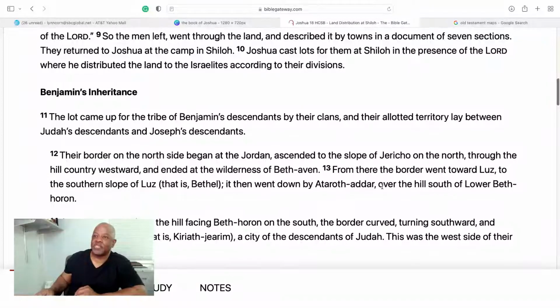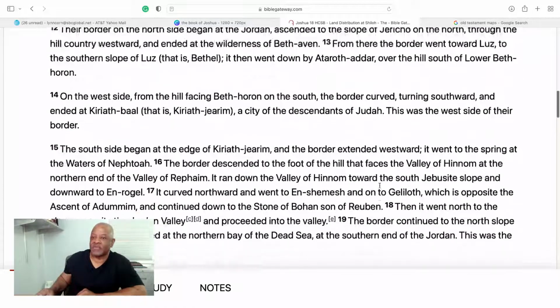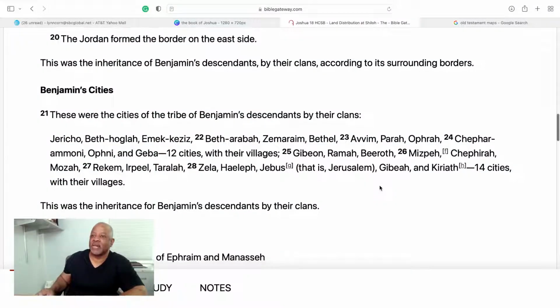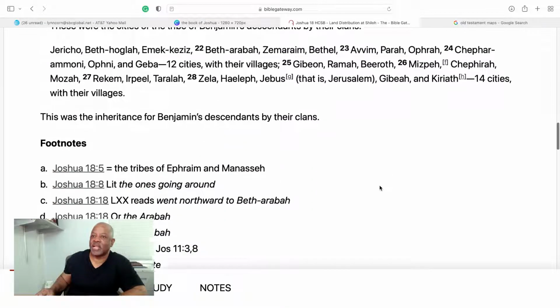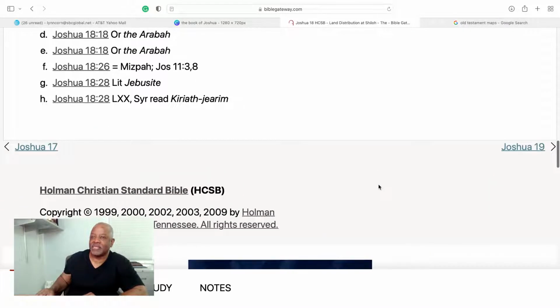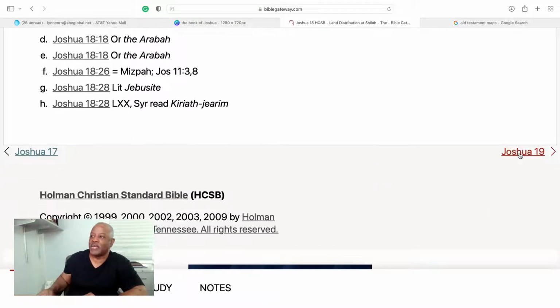The lot came up for the tribe of Benjamin. And again, I'm just going to read some of this, some of the description of the land. Then it says, "These were the cities of the tribe of the Benjamites by their clans. This was the inheritance of the Benjamites by their clans."